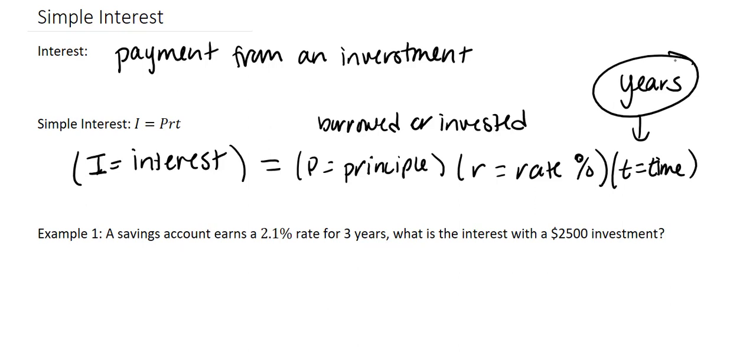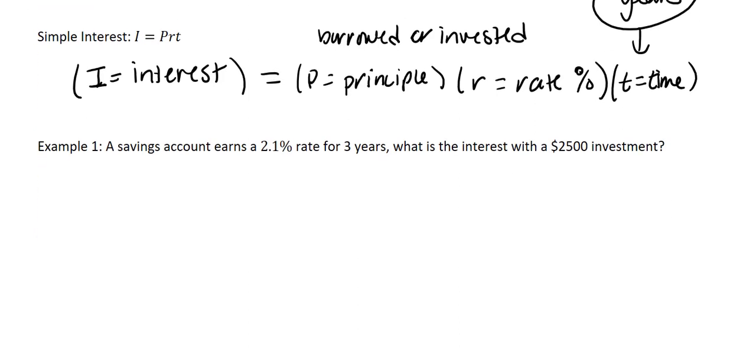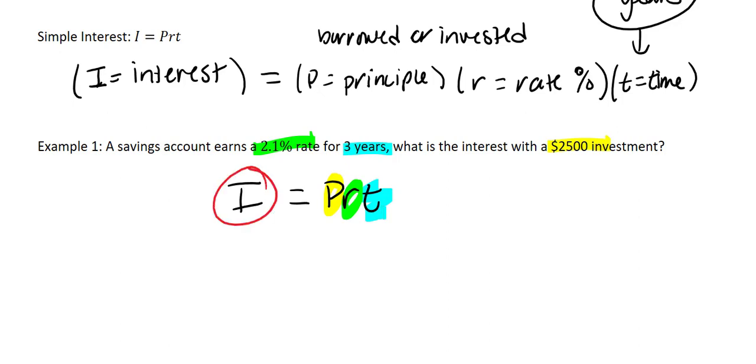Now let's go over the first example to see how we can solve for these. So example 1, a savings account earns a 2.1% rate for 3 years. So what is the interest with a $2,500 investment? We have this, right? PRT. Well, this P is our investment. So this is our principal, the P. Now the R is the percentage that we're given right here. We have a 2.1%. And what's our time? Our time is 3 years. So we're looking for interest, right? This is what we're solving for.